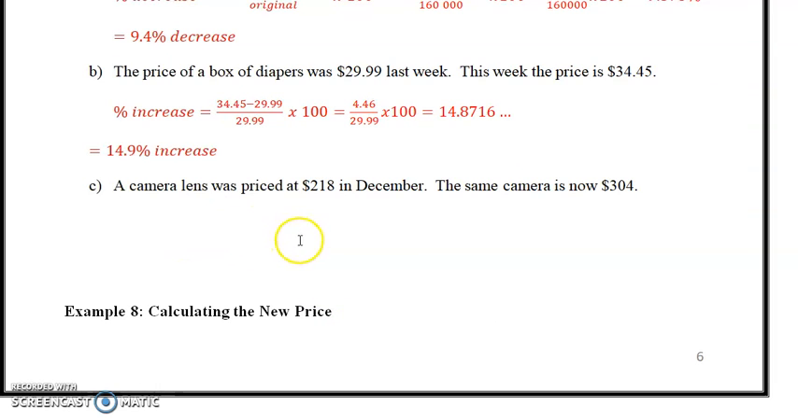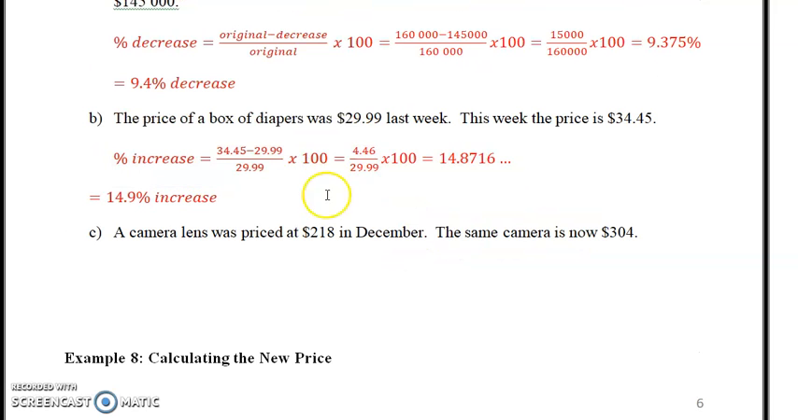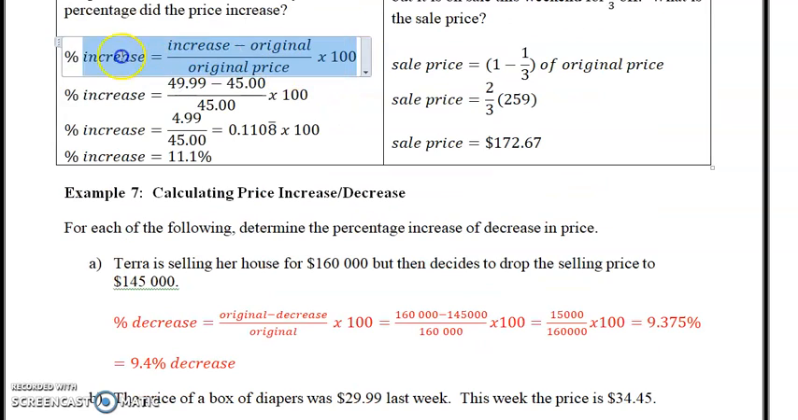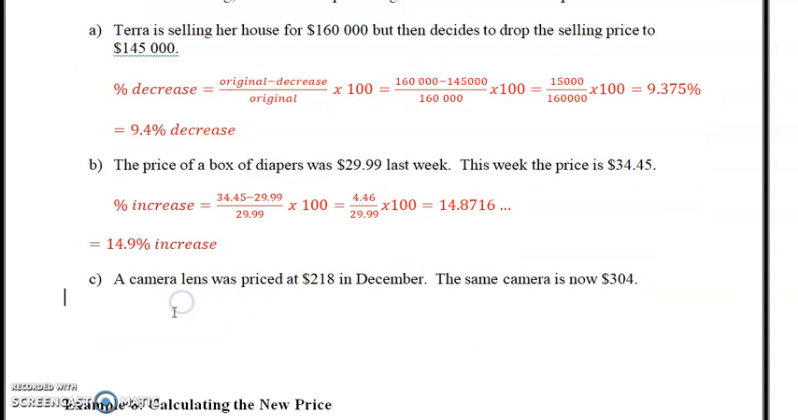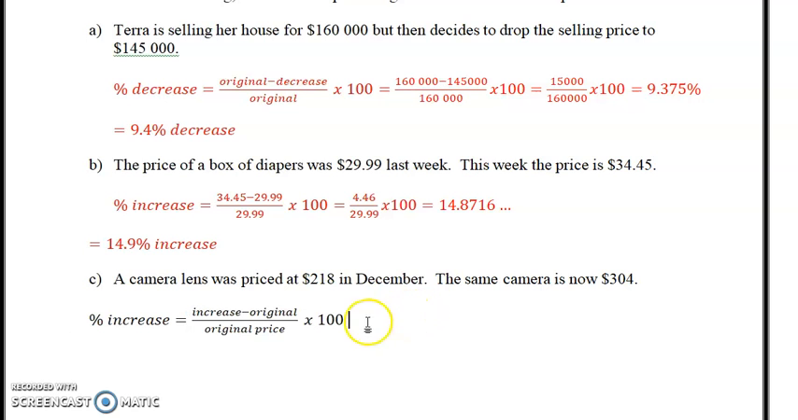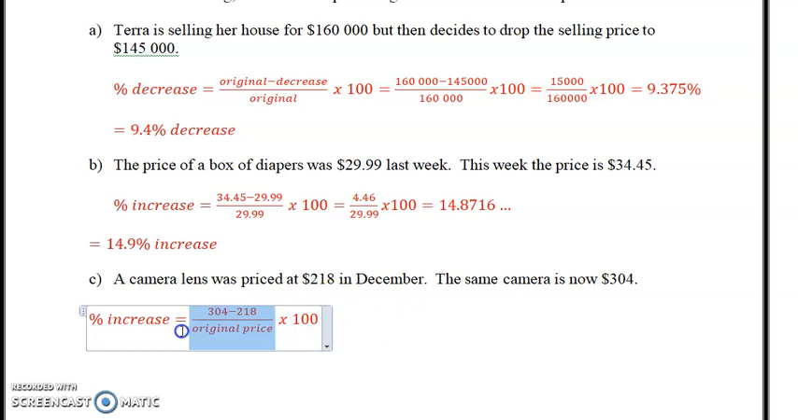Next question says a camera lens was priced at $218 in December. The same camera is now $304. So this is a price increase question. So I'll grab the price increase formula. We'll add in what we need to add in here. So the increased price was $304. The original price was $218, and the original price is $218, right? So there we are.